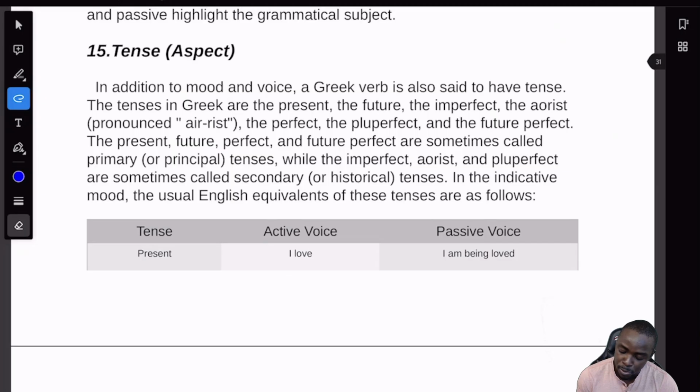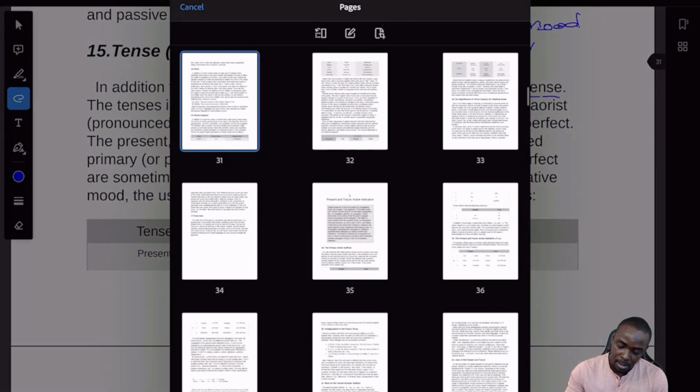So in addition to mood and voice, a Greek verb is also said to have tense. So now you have three things, right? One, you have mood.